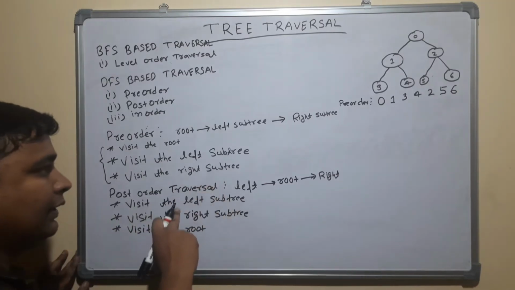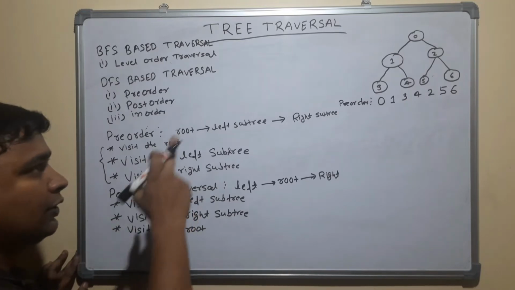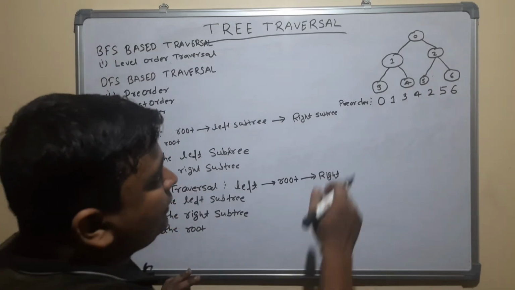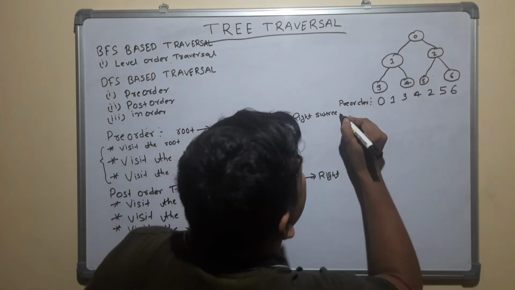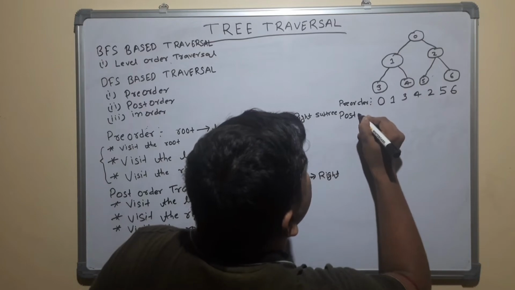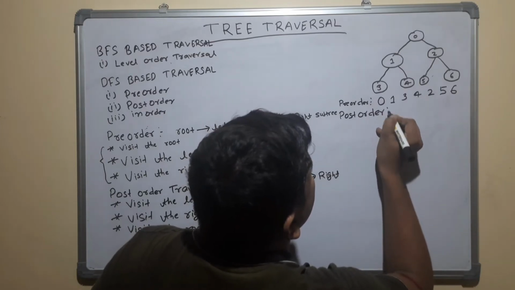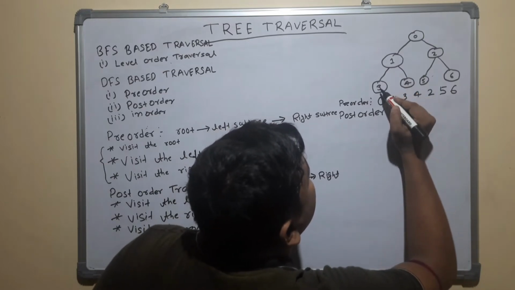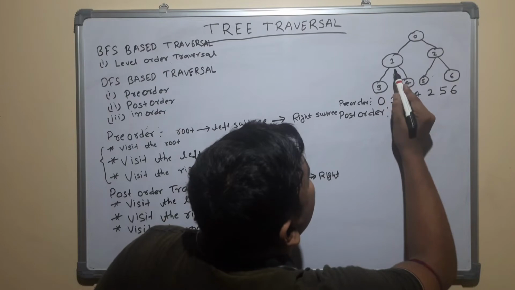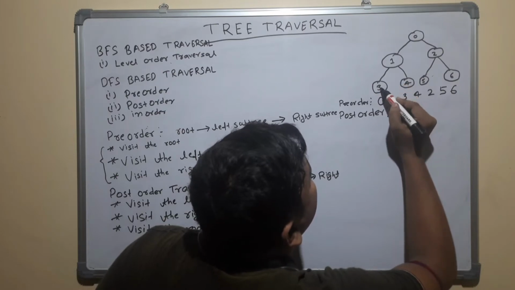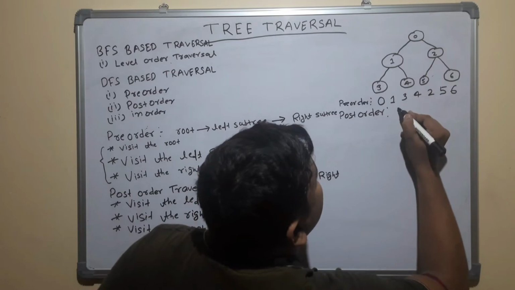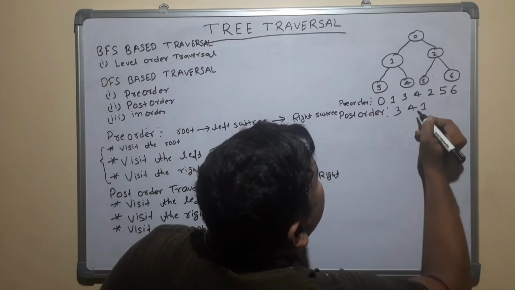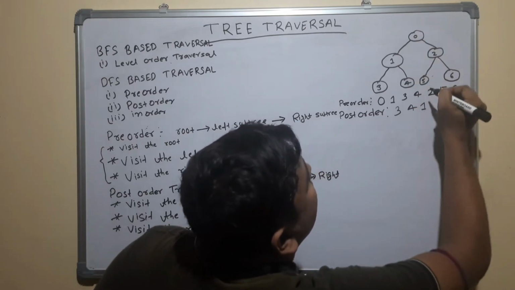Now let's see what would be the postorder traversal of this tree. What I have written here: visit the left subtree first. The left subtree is this one. When we process the left subtree, the process is left, right, root, which means 3, 4, 1.